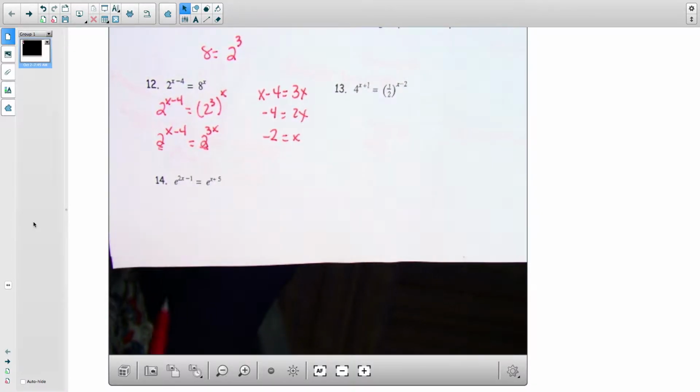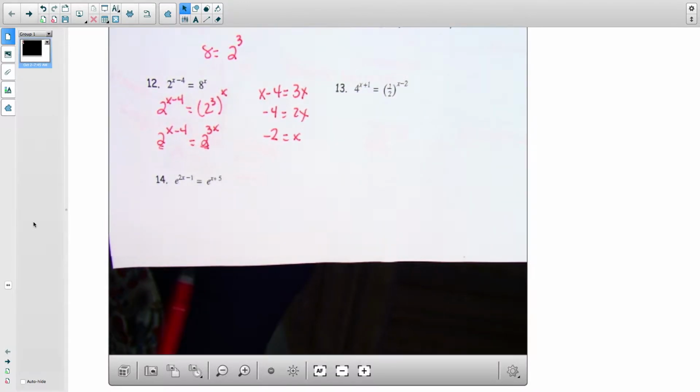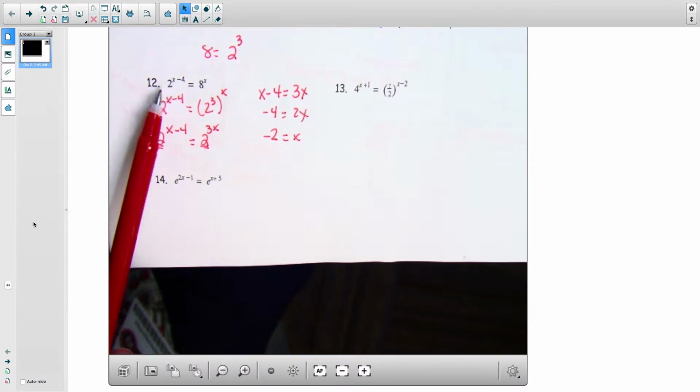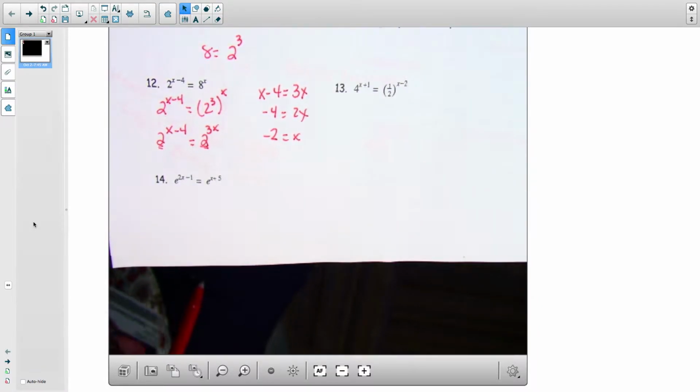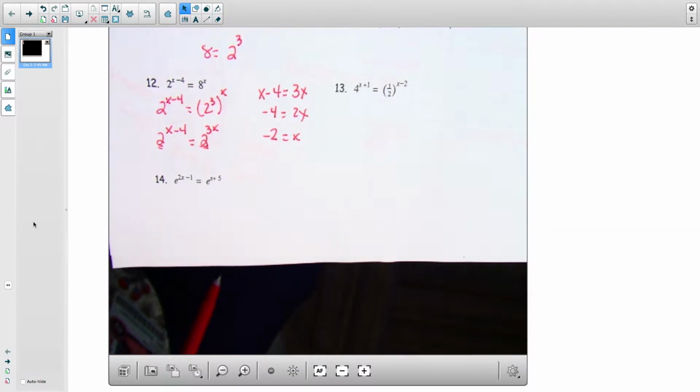Let's check this in our head. Well, what's 8 raised to the negative 2 power? 1 over 64. What's 2 raised to the negative 6th power? What's 2 to the 6th power? 64, because 2 to the 5th is 32. That's 64. It's negative, so it's 1 over 64.